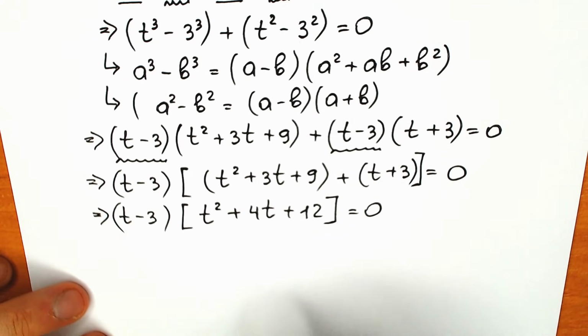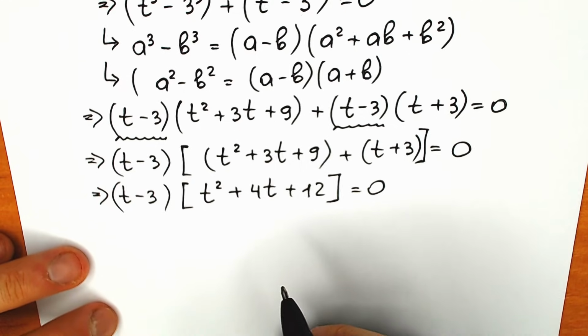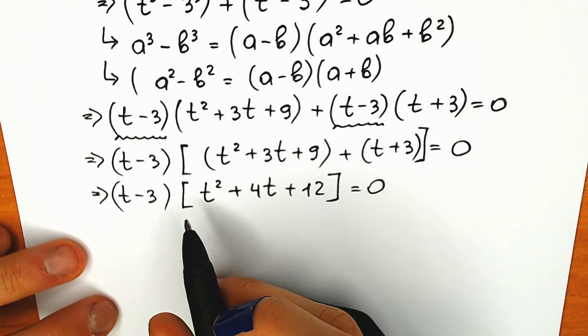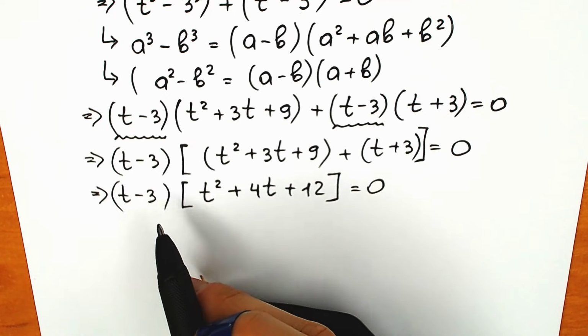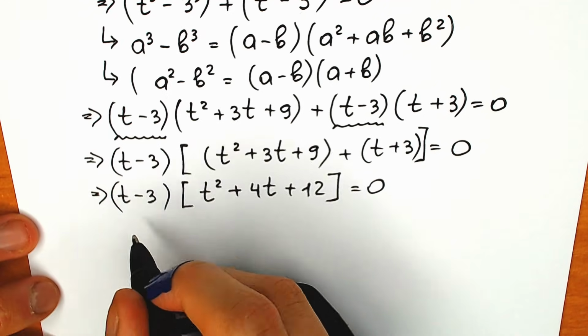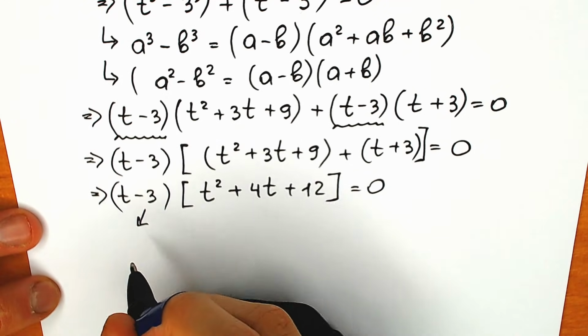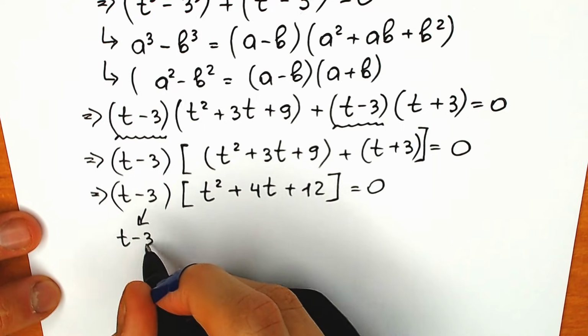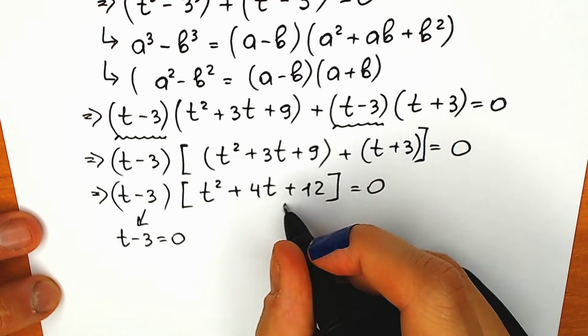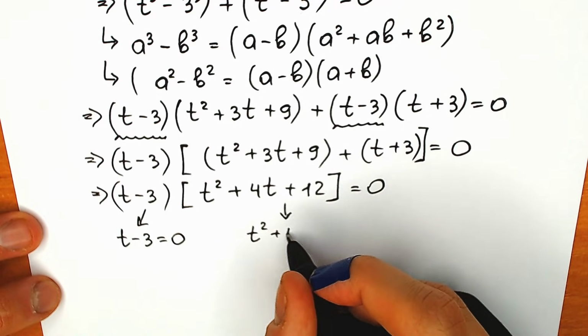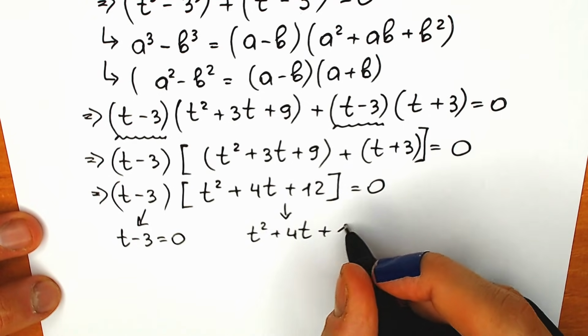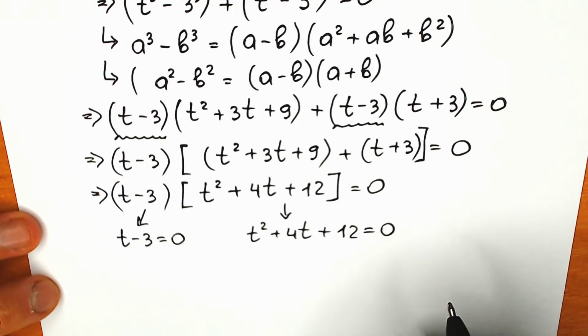Really great. And right now we can say, okay, we can solve it real quick because we have two parentheses, and a product of two parentheses is equal to 0 when one of the parentheses is equal to 0. So we just write it as two branches. t minus 3 equal to 0, this is our first branch. And another branch, t squared plus 4t plus 12 is equal to 0.